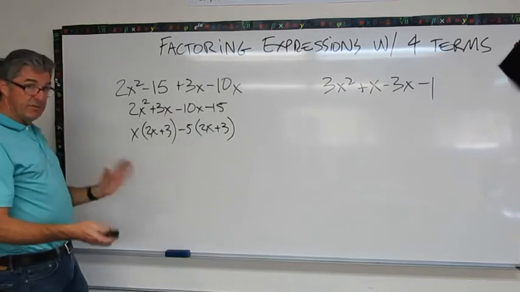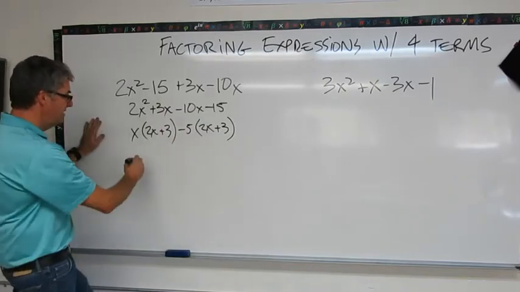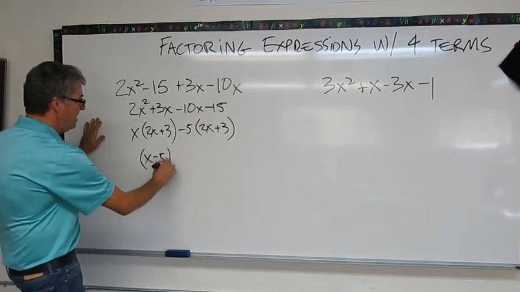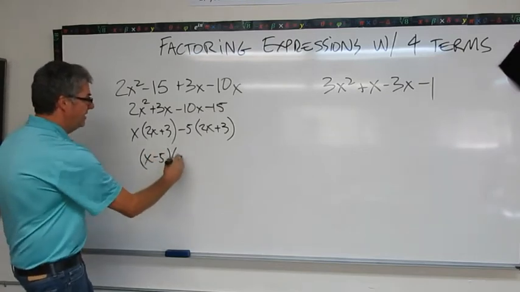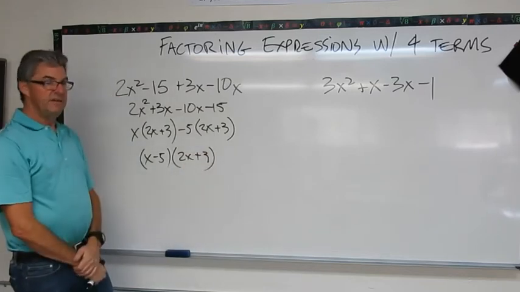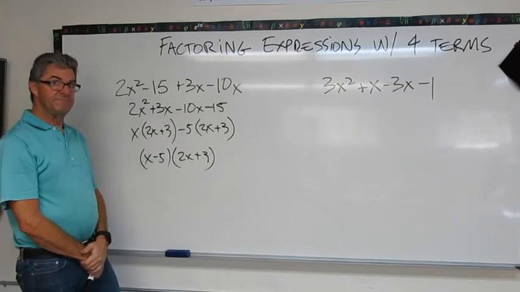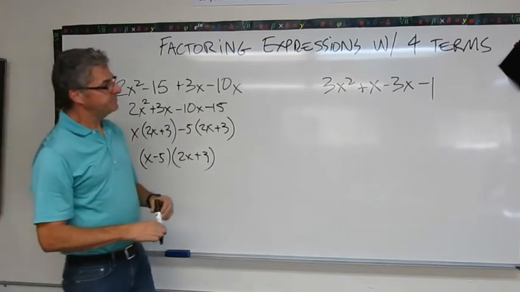So let's see, am I in the right place? Yeah, 2x plus 3, 2x plus 3. So I did the previous step correct. Now I just bring down my x minus 5 there, and then my 2x plus 3. Like that. Okay, if you didn't already try that one, go ahead and pause the video and give it a shot. Okay, let's see how you did.